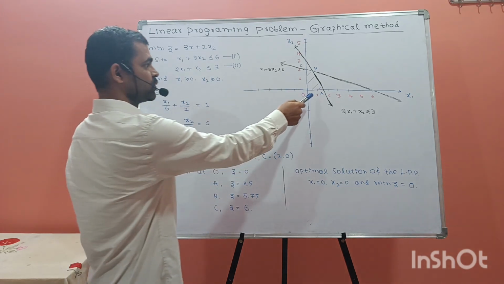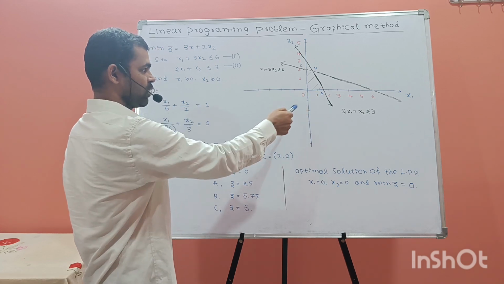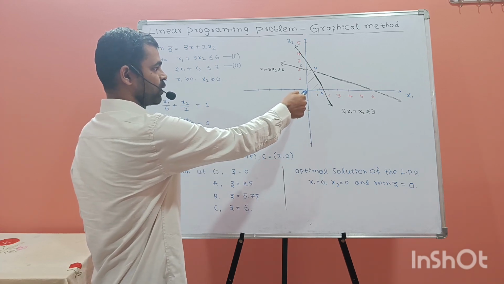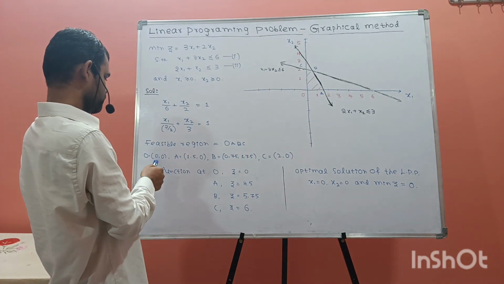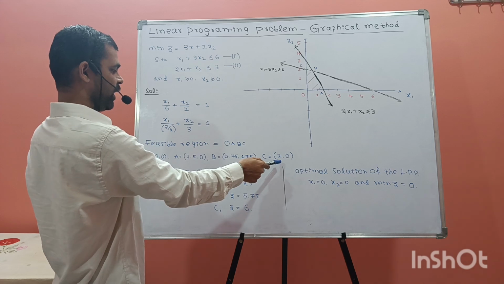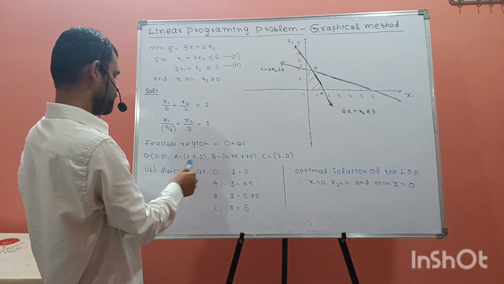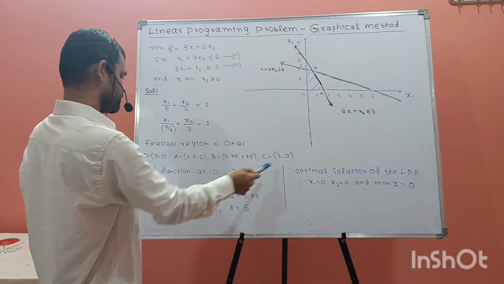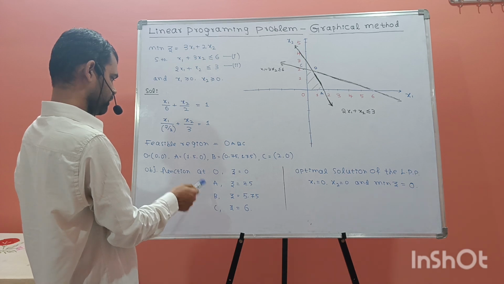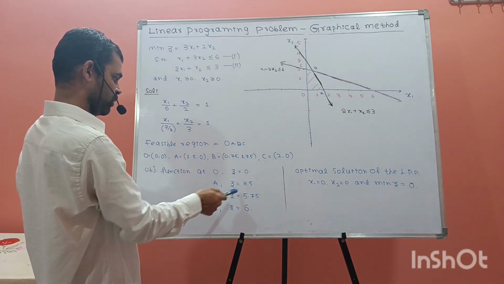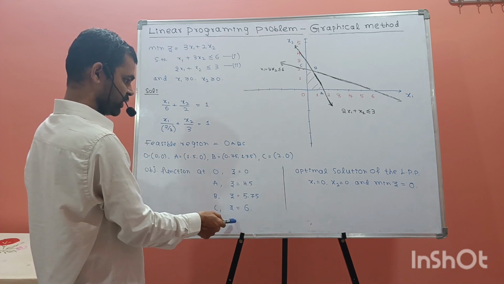So after getting this bounded solution, we can find the corner points of the region O, A, B, C. So here we have got O, A, B and C. Now the objective function at these points O, A, B and C. At O we get Z value 0. At A 1.5 comma 0 we got this value. At B we got this value. At C 2 comma 0 we got this value.